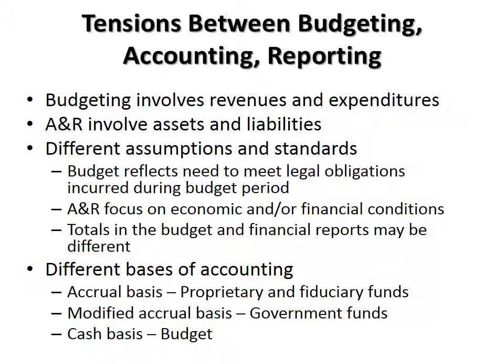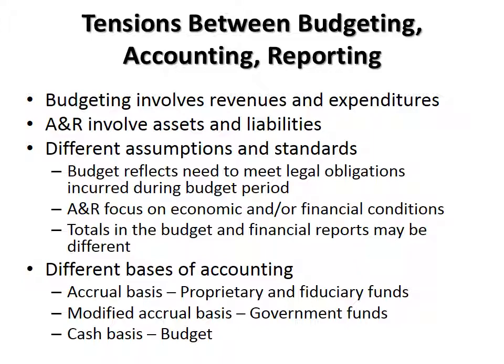The accounting and reporting, in contrast, focus more on economic and/or financial conditions. This is what's reflected when the accounting and financial reporting systems focus on current assets and current liabilities, or current and fixed assets compared to current and long-term liabilities. The implication of this is that the totals that are shown in the budget and the information that is shown in the financial reports may be different, even for the same fiscal year.